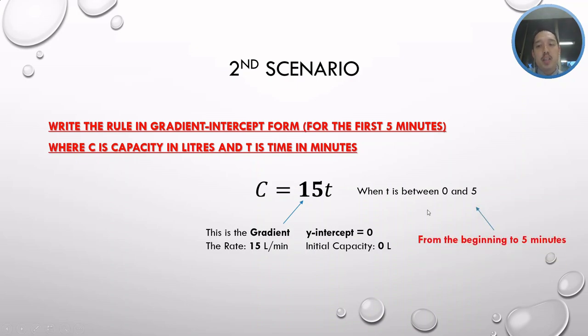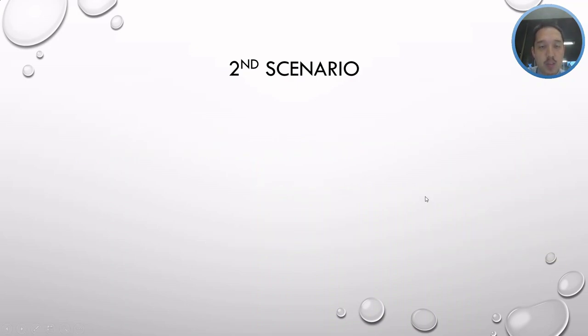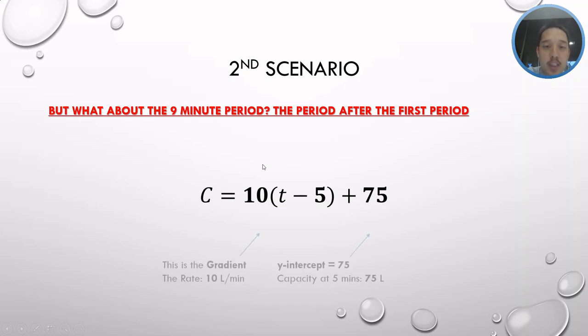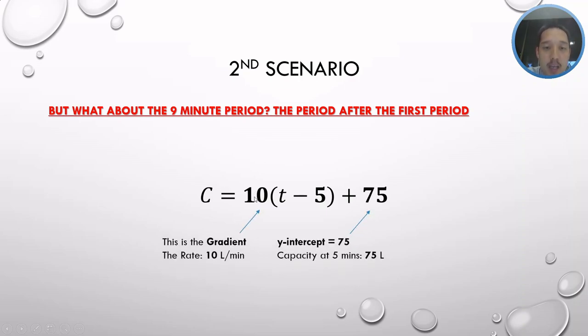Now, the next one is a little bit more difficult to gauge, and this is where you probably want to pause the video a little bit and really understand this. What about the 9-minute period, the period after the first period? Well, let's think about this. So this looks a little bit strange. I'll explain each step to you. It's 10 liters a minute, so the gradient is 10. That's still the same as before when we had 15.